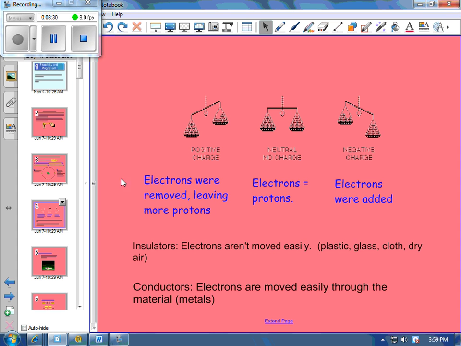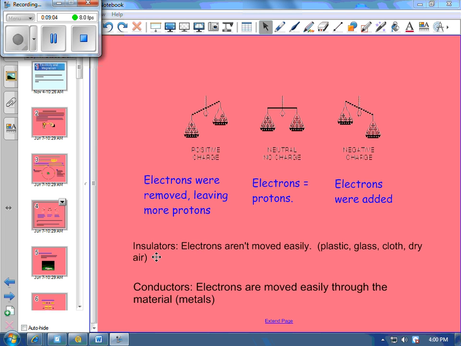And so I want you to write this in. So what's in blue here you need to write in. The next one over is a neutral charge. There's no charge because it's neutral. The electrons equals the protons. In the third one, there are more electrons than protons because this material managed to acquire or get more electrons. So electrons were added, which made it negative.